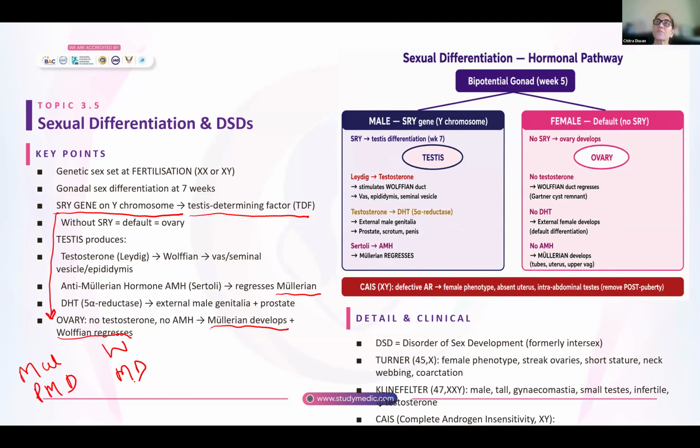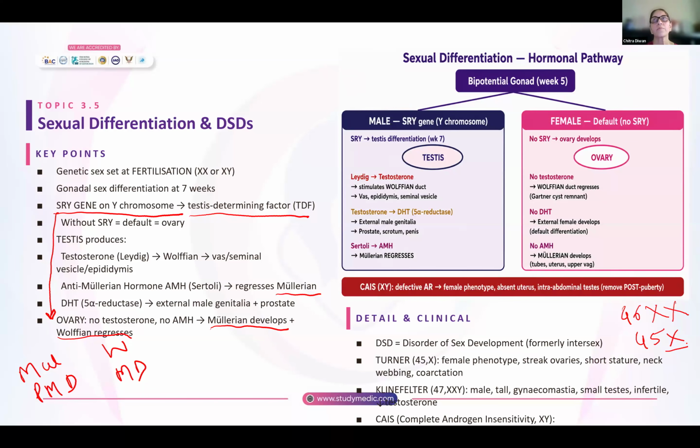Now, Turner is 45,X, also called monosomy X, because remember, normally if it is a female, it should be 46,XX. But when you have Turner's syndrome, it is 45,X. That is, one X chromosome is lost. It is only one X chromosome that is there, so there is no Y chromosome. So it is a female phenotype. The ovaries that are developing do not develop normally. You have only streak ovaries.